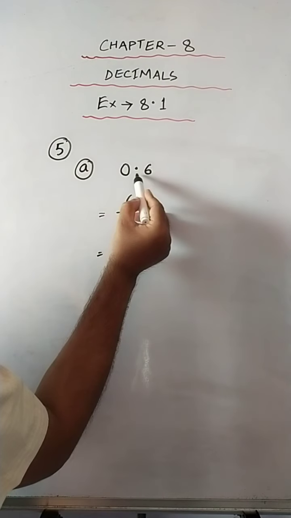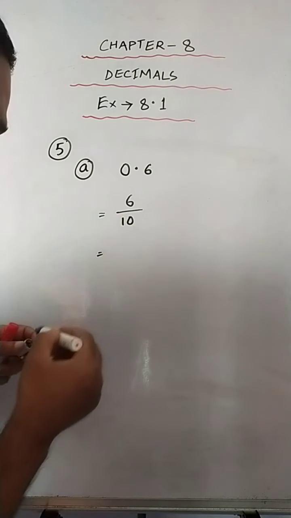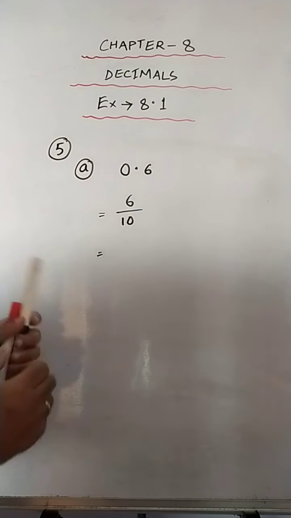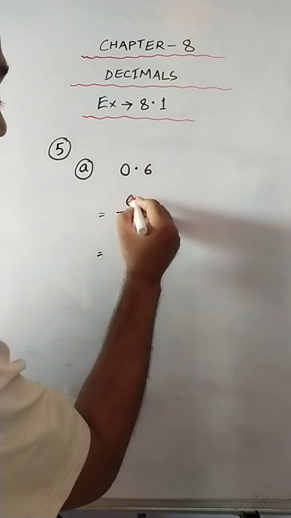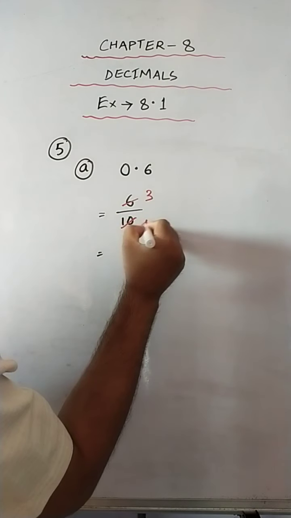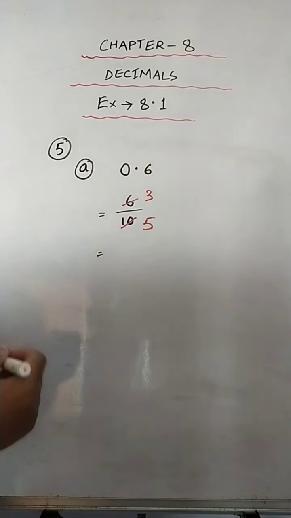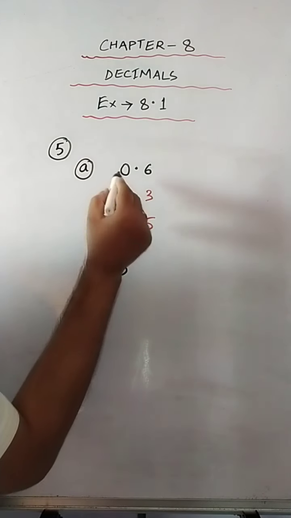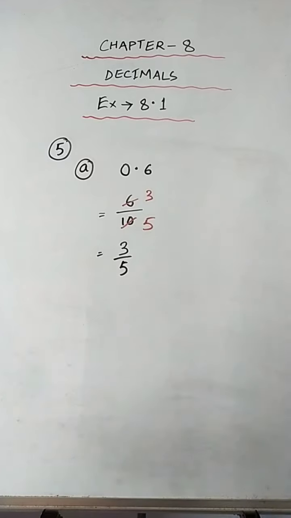Now as we have converted this decimal form to the fractional form, our next job is to see whether we can reduce this or not. Okay, so definitely we can reduce this by 2, that is 2 3s are 6, 2 5s are 10. So our required answer is 3 by 5. So this is the simplest form of 0.6. Fine. So let's move on to sum number B.